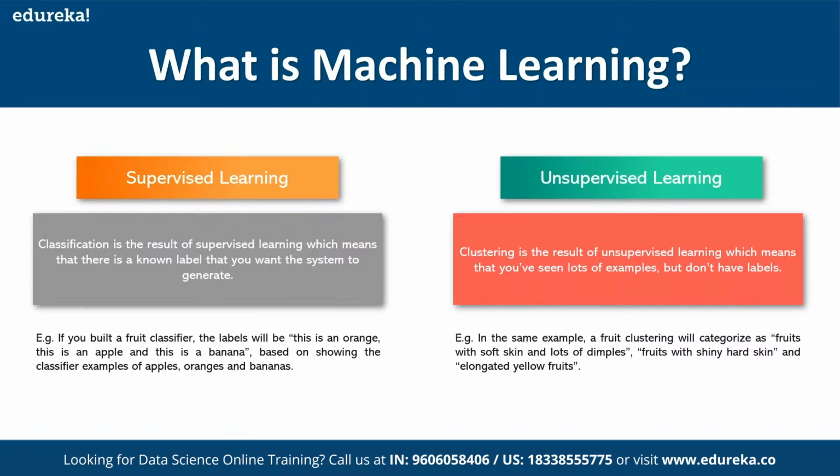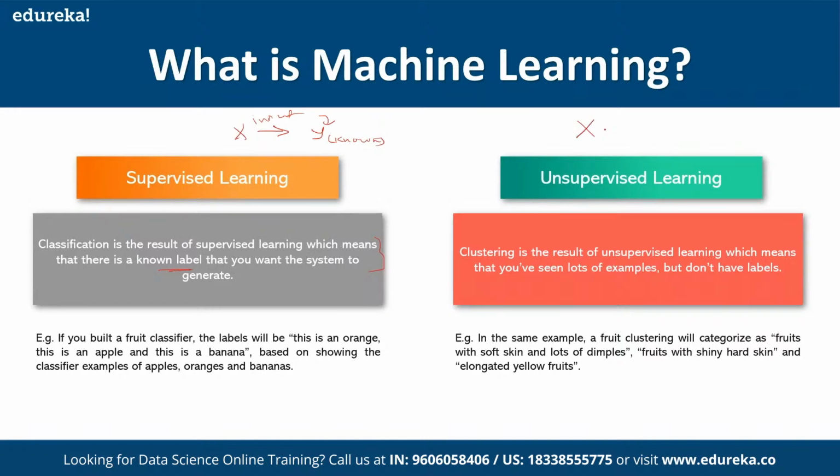This is exactly what I have explained so far: in machine learning, there are theoretically three branches, but in general we say that machine learning consists of supervised learning and unsupervised learning. In supervised learning, the target is labeled, or the features are labeled. Classification is the result of supervised learning, which means there is a known label that you want the system to generate. As I explained, X converting to Y is known here. You know exactly what you want to predict from your input.